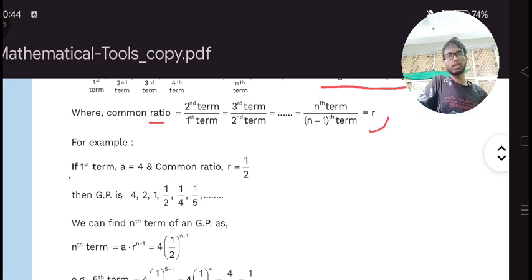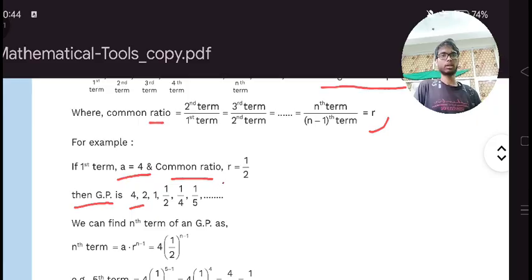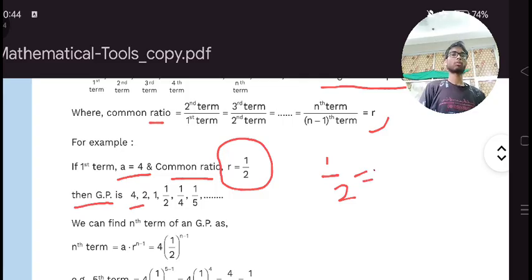With example, let's understand. If the first term A is equal to 4, then common ratio will be r is equal to 1 upon 2. Then GP is this: 4, 2, 1. If first is 4, and ratio is given 1 upon 2, so what is happening over here? We are saying 1 upon 2, okay? 4 upon 1 upon 2, and first term is how much?